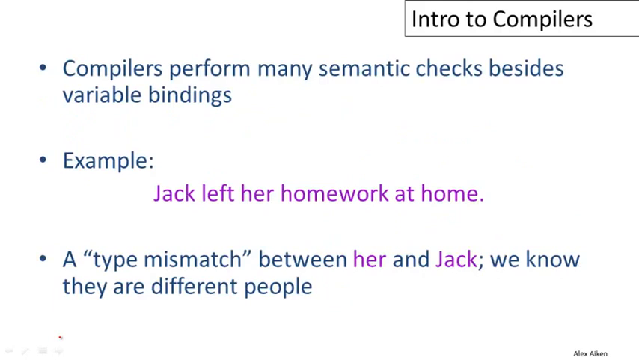Now, compilers perform many semantic checks besides analyzing the variable bindings. And so here's another example in English. Jack left her homework at home. And under the usual naming conventions, assuming that Jack is male, we know there's a mismatch between Jack and her. So we know that whoever her is, it is not Jack. And therefore, we know that this sentence is talking about 2 different people. And so this is analogous to type checking.